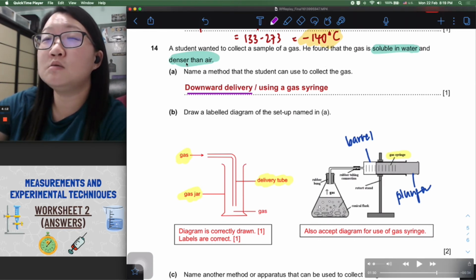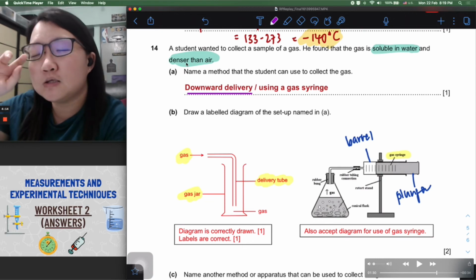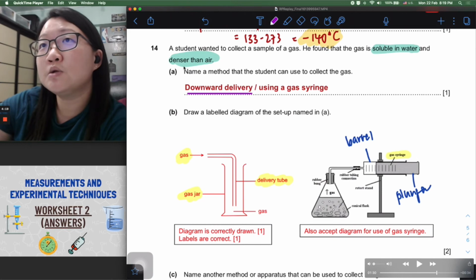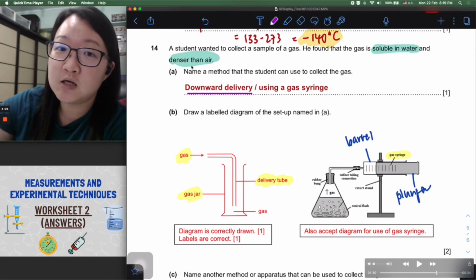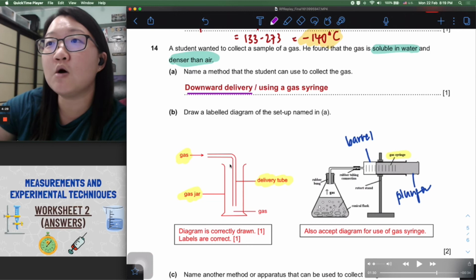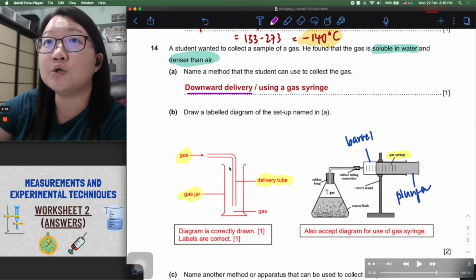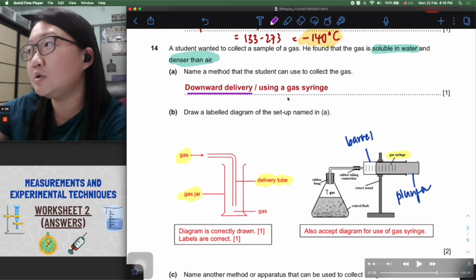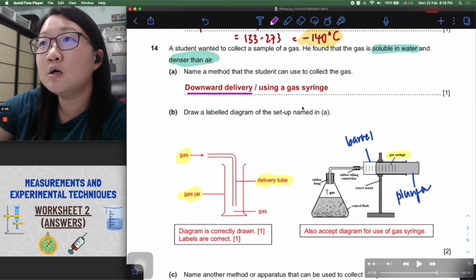So to decide that, you will look at the second property, which is density with respect to air. So knowing that this gas is denser than air, it will sink, right? So you have to use this method, downward delivery, so that your gas gets collected at the bottom and then your air is just floating on top. You can also write using a gas syringe because that is of course an answer.